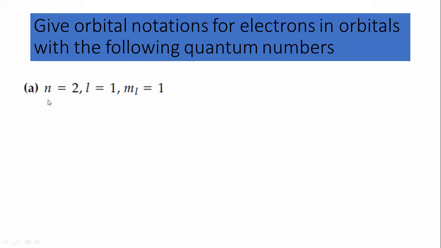So let's suppose the value of n is 2 and L is 1 and ML is 1, then what would be the orbital notation for the electrons? So what is your answer? 2p. Well done, let the others also try. Then I will show you the answer. What would be the answer of this? 2p, sir. Very good. Any other one? Sir, 2p is the answer.